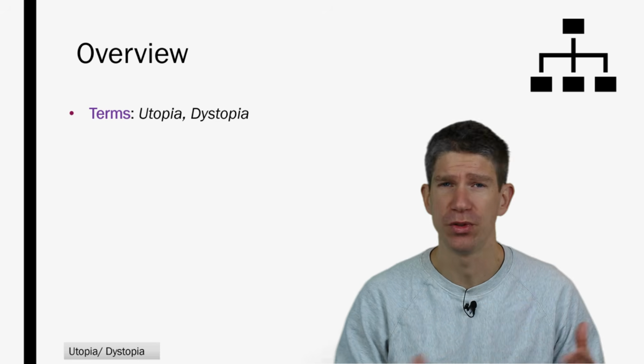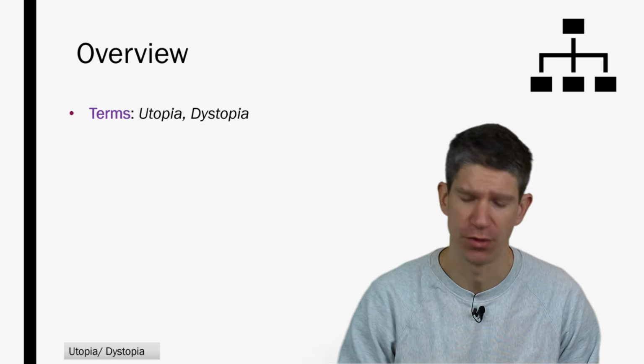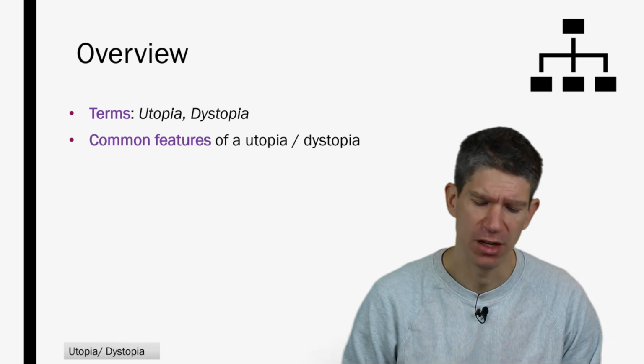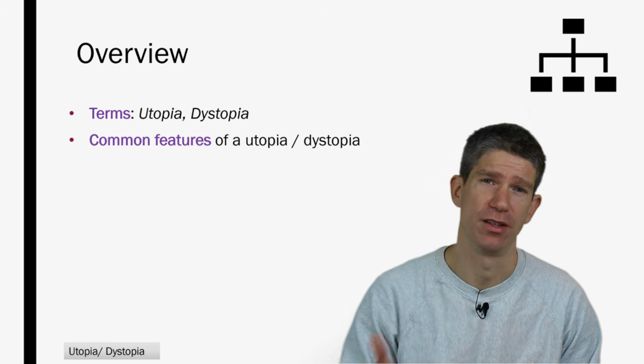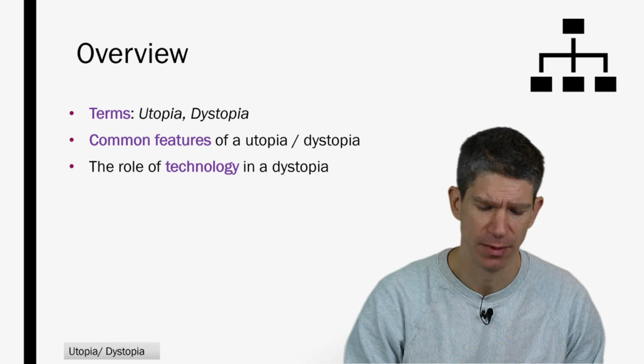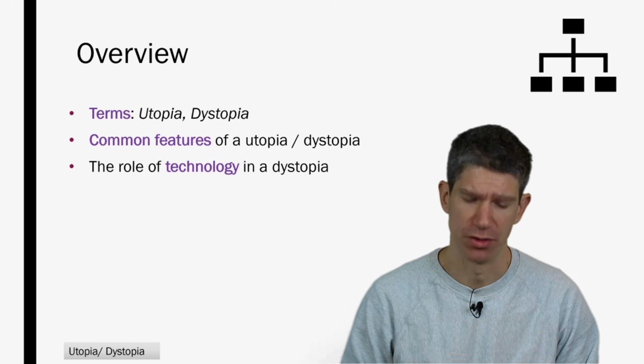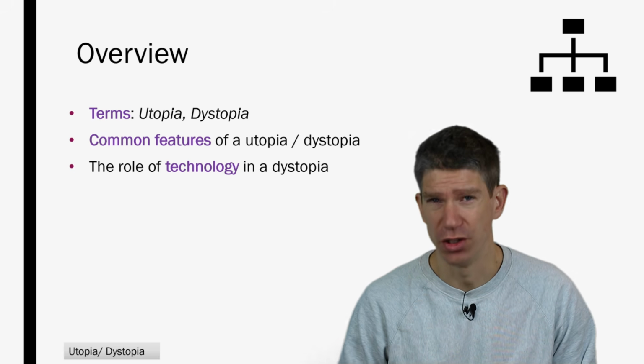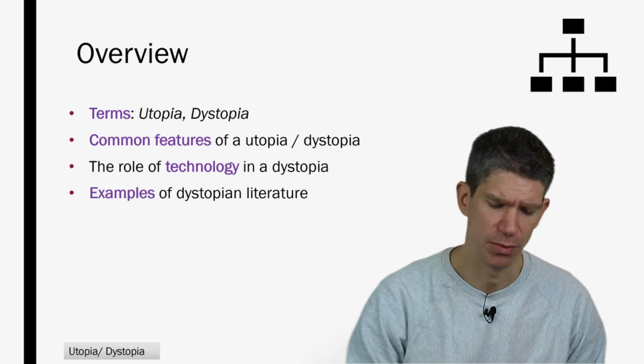We'll start with the terms utopia and dystopia. Where do they come from? What do they mean? And we'll go into some common features that a utopia or dystopia has. Then I'll turn more towards dystopia. There's usually technology involved. What kind of role does technology play here?